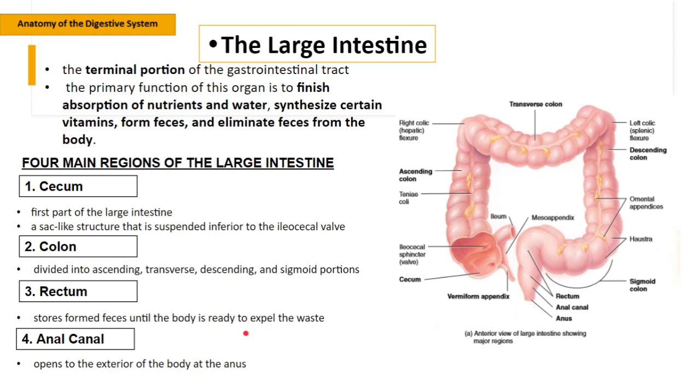So again, what are the 4 major regions of our large intestine? That is the cecum, which is the first part closest to the small intestine. Next is your colon, which is subdivided into 4, such as the ascending, paangat, transverse, descending, pababa, and the sigmoid portion. Third major region is your rectum, and the fourth is the anal canal.